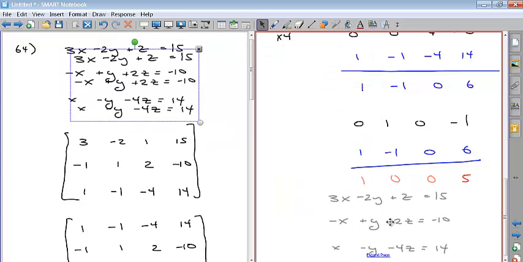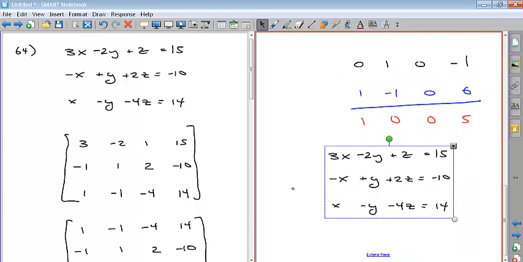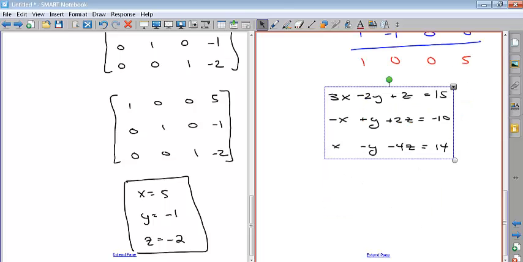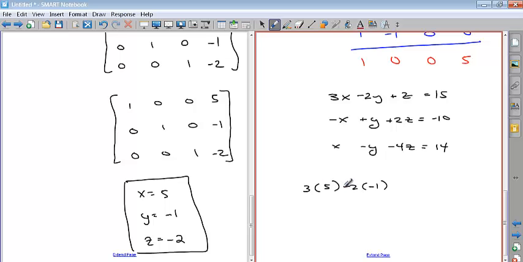So what I'm going to do is I'll move that over here. I'm going to come all the way down to the bottom again. So 3 times x, which is 5, minus 2 times y, which is negative 1, plus z, which is negative 2, equals, okay, so we got 15 plus 2 minus 2, which equals 15, which checks. So that first one works.